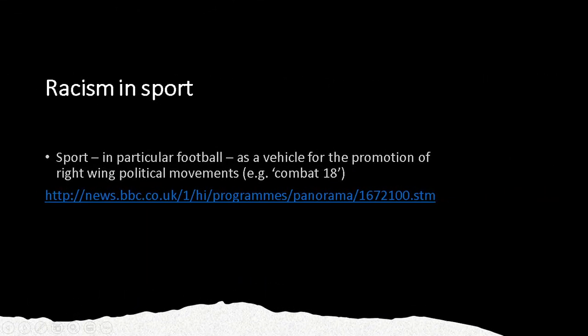Now, sport, and in particular football, is still used as a vehicle for the promotion of right-wing political movements. For example, Combat 18. Combat 18 are a far-right group who have close links to the BNP and take their inspiration from Adolf Hitler. The 18 in their name is actually a 1 and an 8, with the numbers referencing the alphabet. The 1 is an A and the 8 is an H, referring to Adolf Hitler.